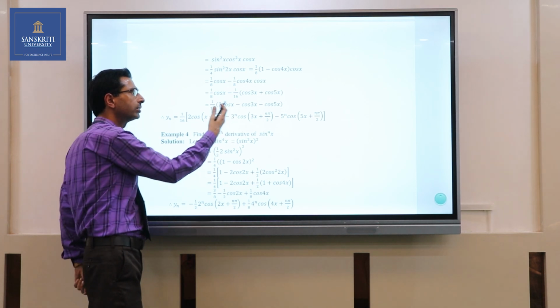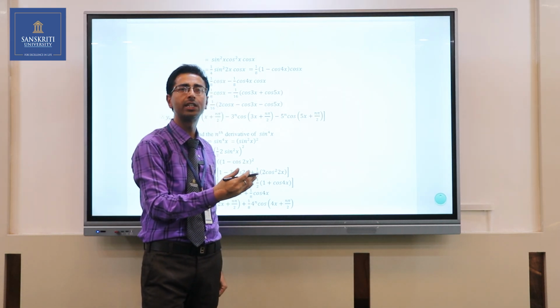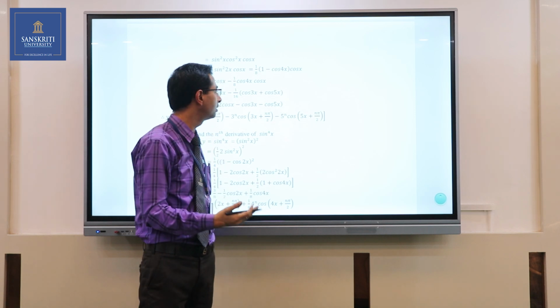We have the formula cos ax plus b. Cos ax plus b is equal to a to the power n cos ax plus b plus n pi by 2. This is the formula.